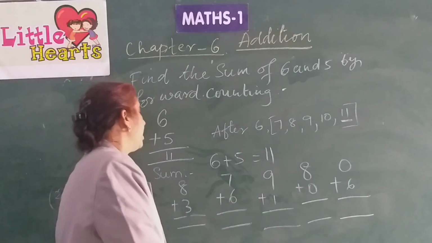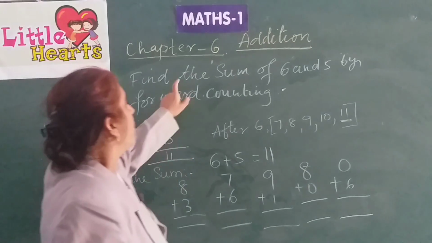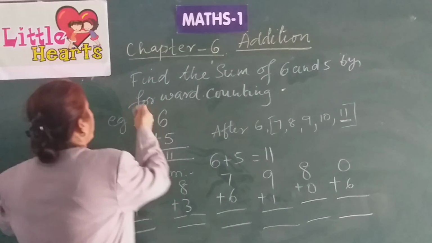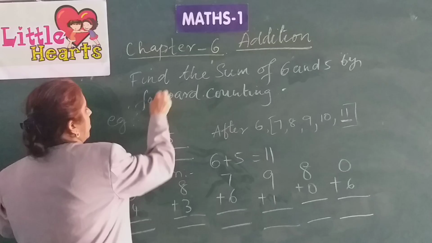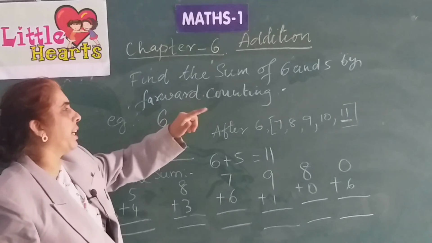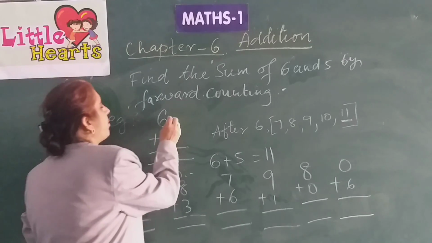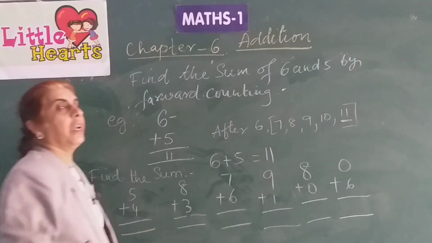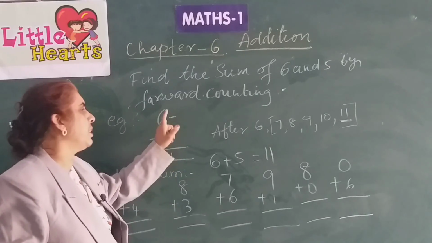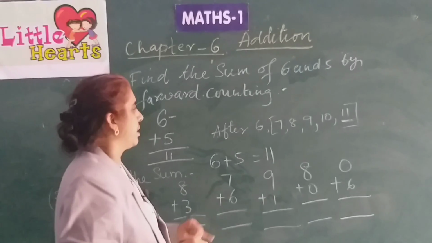Yes, children, this is a standard process of addition by forward counting. Find the sum of 6 and 5 by forward counting. Add 6 and 5. Sum is the answer we get after addition. First take the number. The first number is 6 and take the first number and count 5 numbers after the first number. After 6, count 5 numbers.